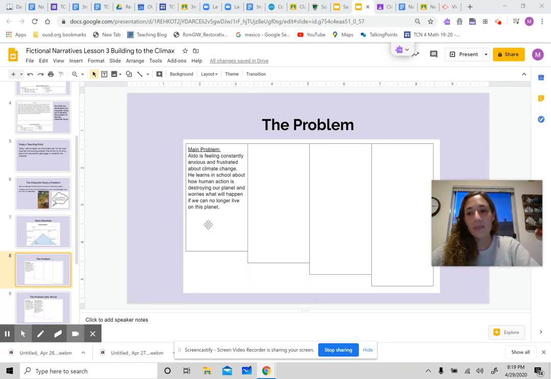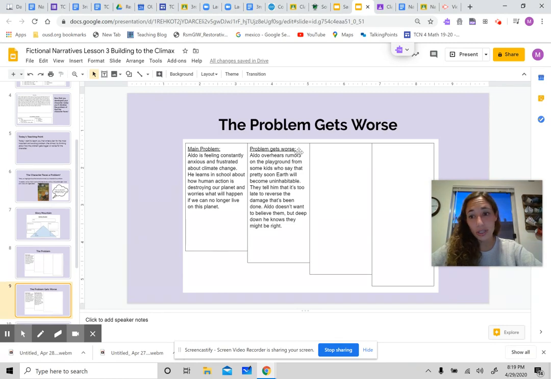So I'm thinking about his main problem is that he's worried about climate change. So how might it get worse for Aldo? There's a couple different options I have as a writer, and I'm going to show you what I ended up deciding. The problem gets worse.